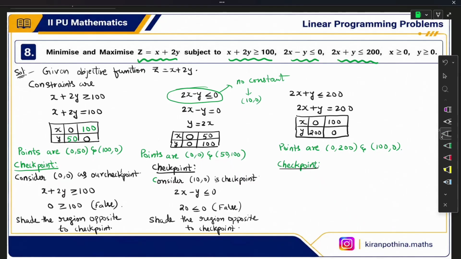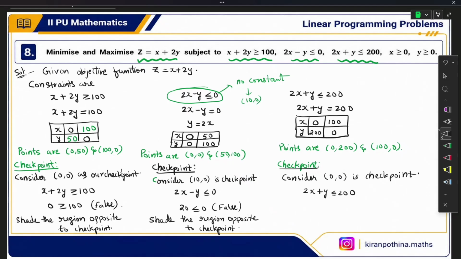So for the checkpoint, consider for this type of inequality, no problem. Consider 0 comma 0 as the checkpoint. Now I will substitute in the given inequality, 2x plus y less than or equal to 200.